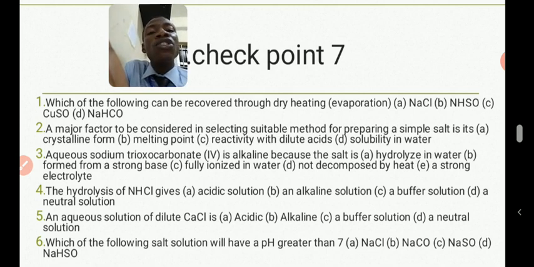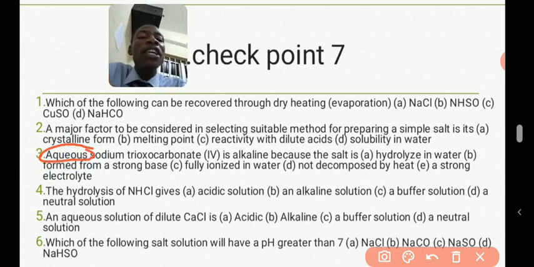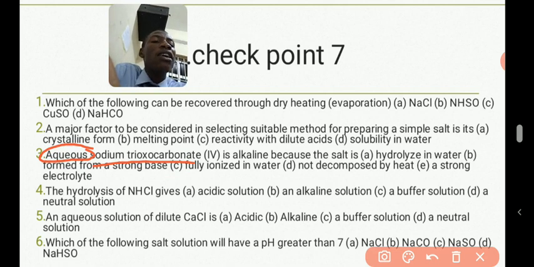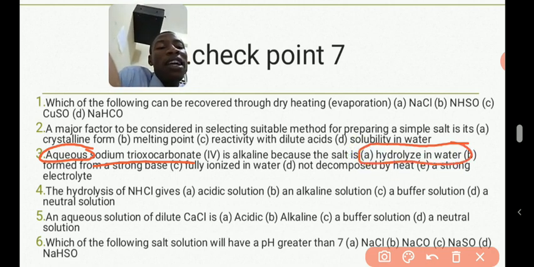Number 3, aqueous sodium carbonate is alkaline. Why? Aqueous means the salt has been dissolved in water. Now, aqueous sodium carbonate is alkaline. Why is it alkaline? The reason is because when the salt enters inside water, it hydrolyzes in water. So that is why. And it forms a strong base and a weak acid.